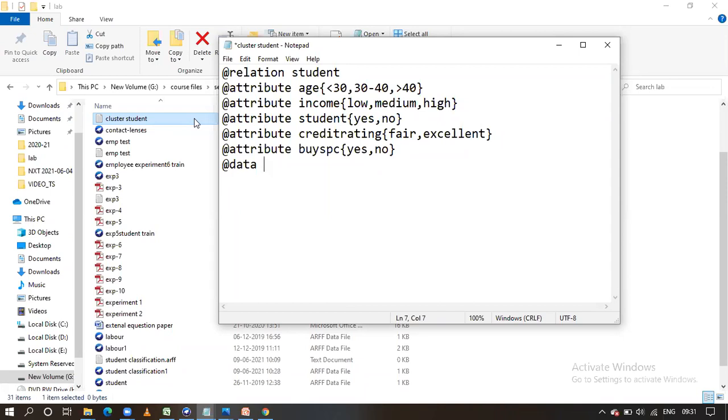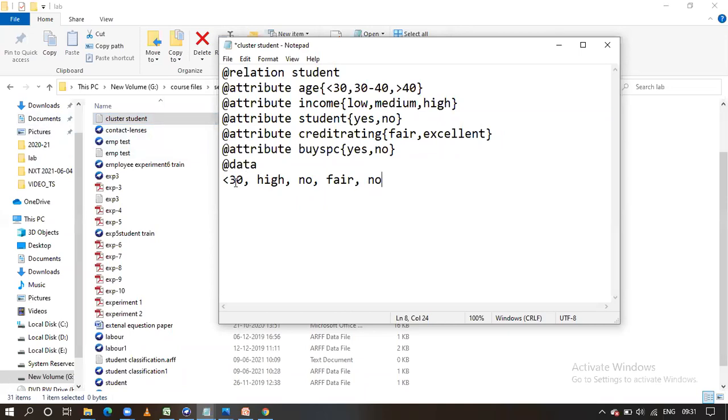For the data, the first attribute takes values like less than 30. The next attribute is student or not. Next is credit card rating. And the last one is whether the person is able to buy a computer. What is the description of this data?